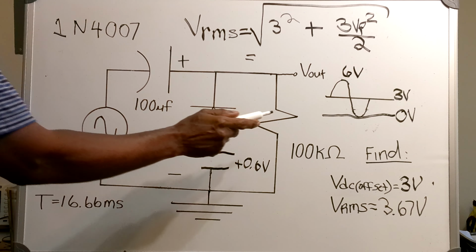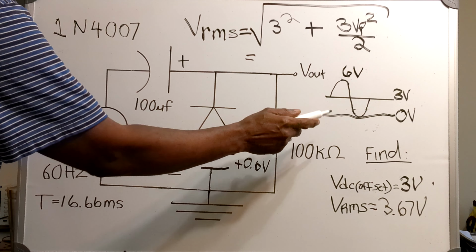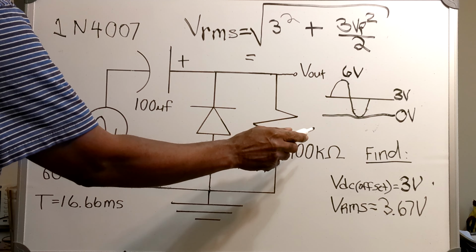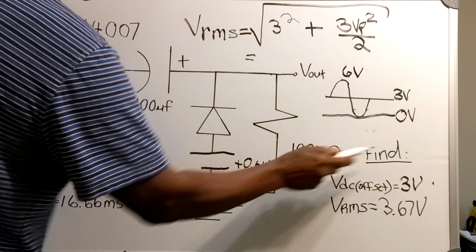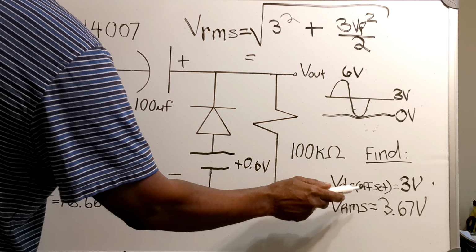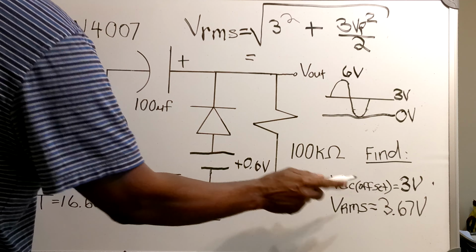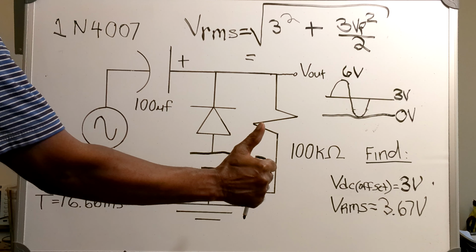So you see how a small change in the output voltage, a small change of 0.6 volts, changes the values of the output. And this brings me to the end of the video.